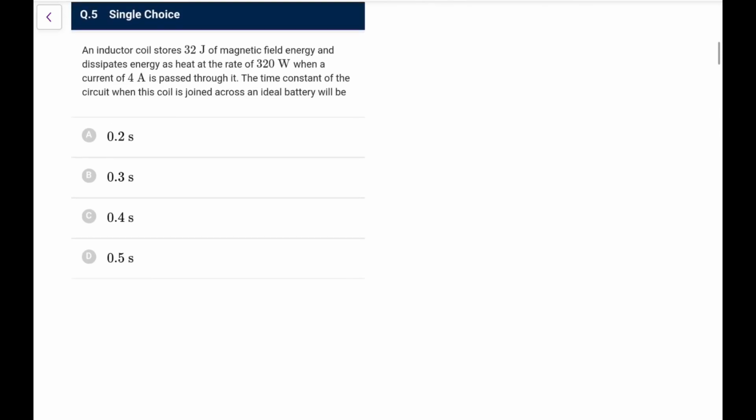Next, what we have: an inductor coil stores 32 joule of magnetic field energy and dissipates energy as heat at the rate of 320 watt when a current of 4 ampere is passed. Now just understand the language. Generally we don't have an ideal coil, we have a coil which we treat as a combo of L and R.